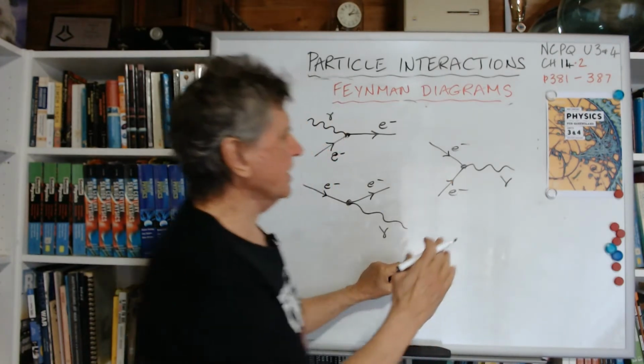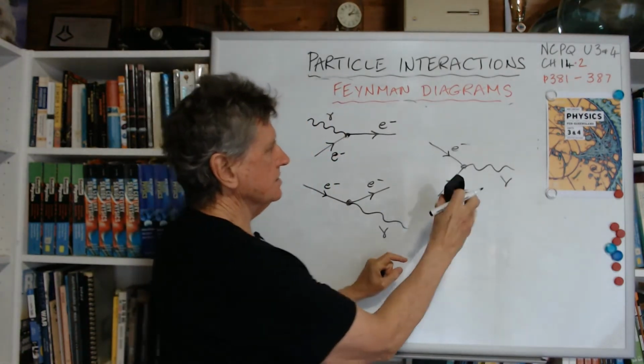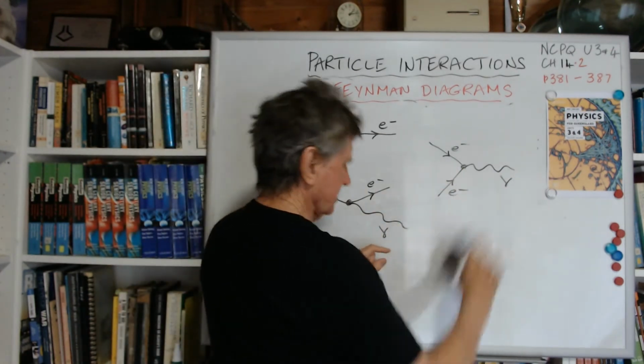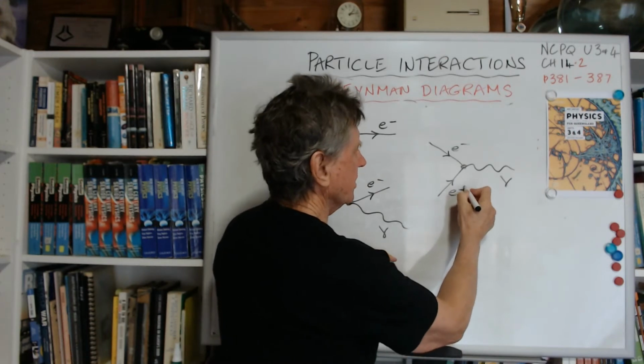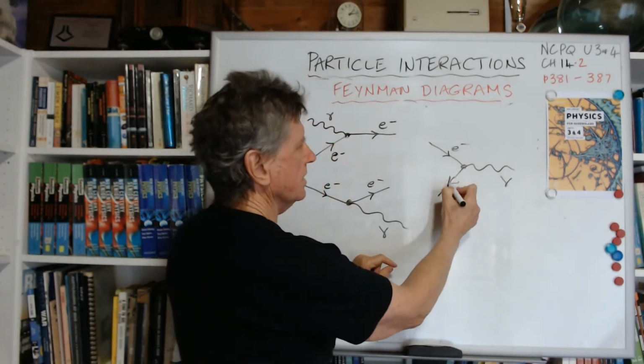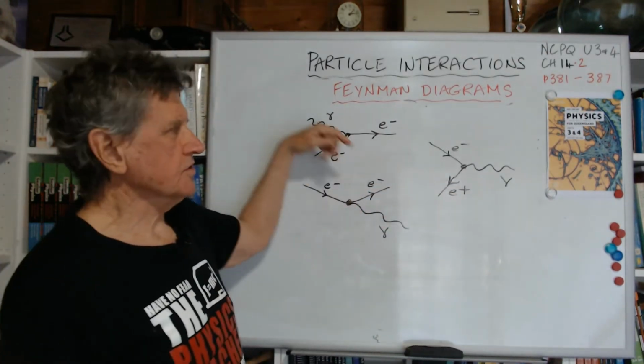A better one would be, no, that won't happen. That's 2 electrons turning into... that wouldn't happen. Let's make it this: an electron and a positron. This could happen. Sorry about that. So an electron and a positron coming together.